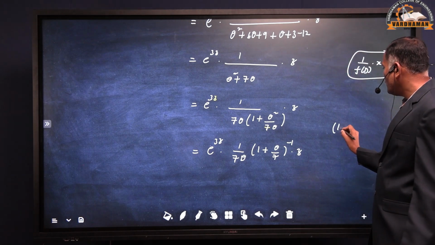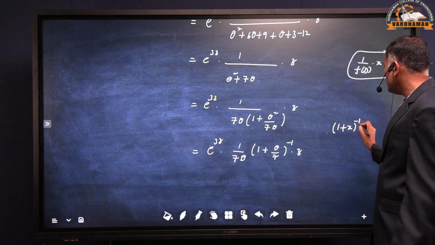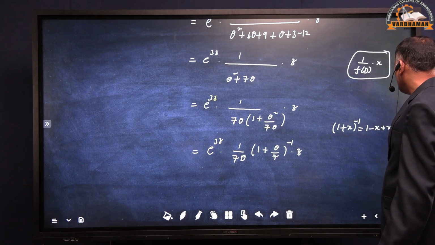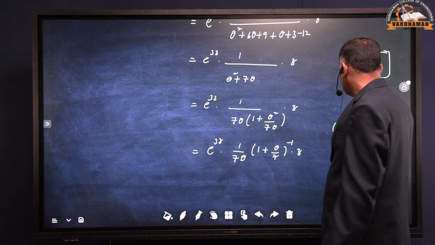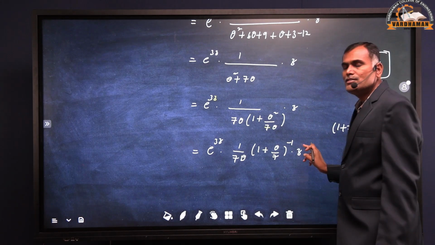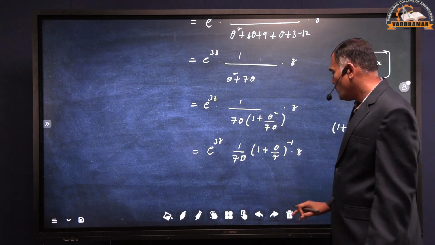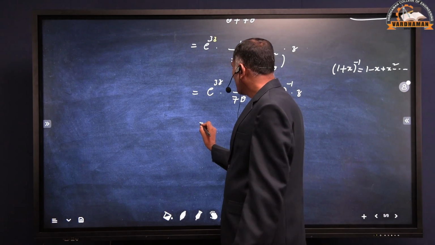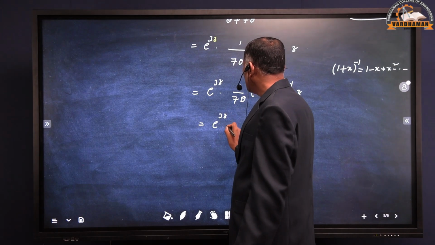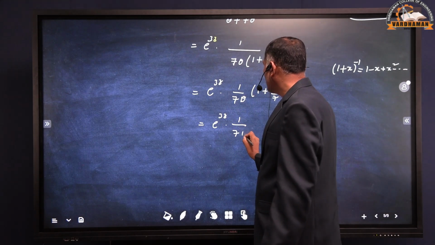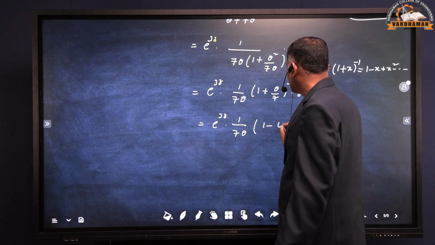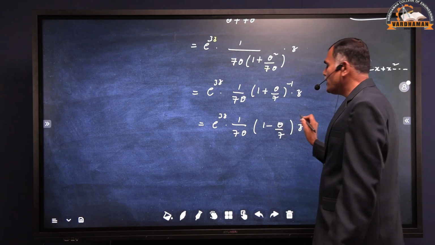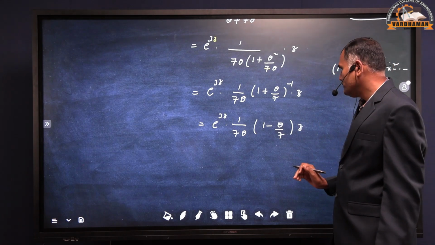Now let us use one of the formulas. We use this formula. This formula says like this, and so on. We write up to the first term because here z is there, and the power of z is clearly 1. So this can be further written as e power 3z, 1 by 7 theta, 1 minus theta by 7. We will not write other terms because the power of z is clearly 1.